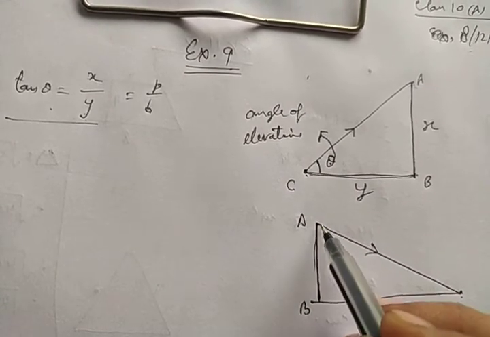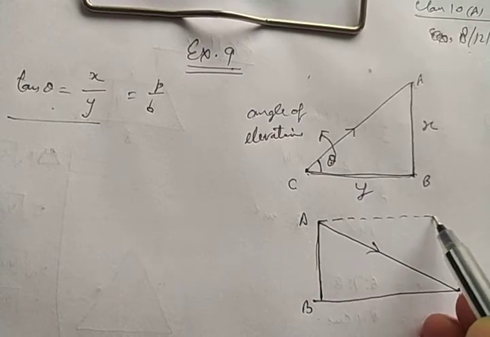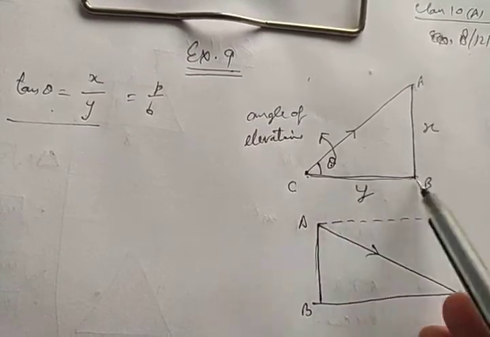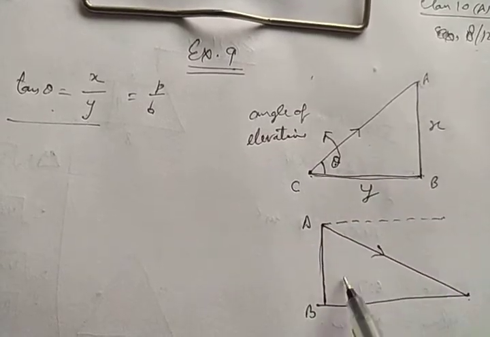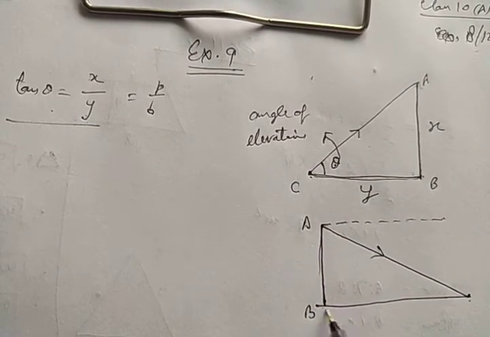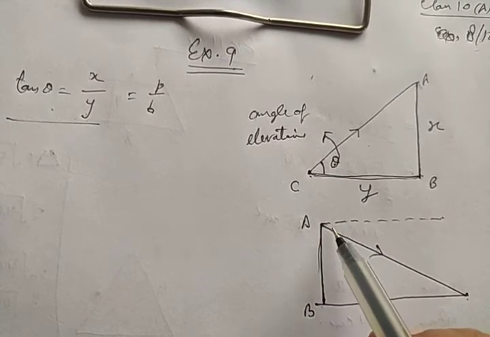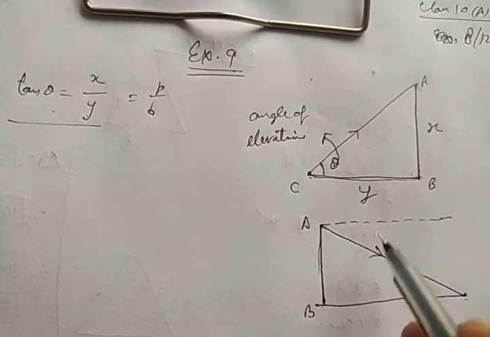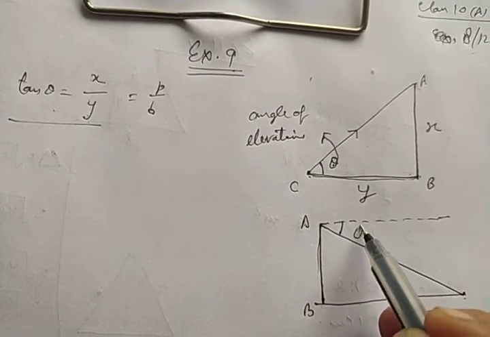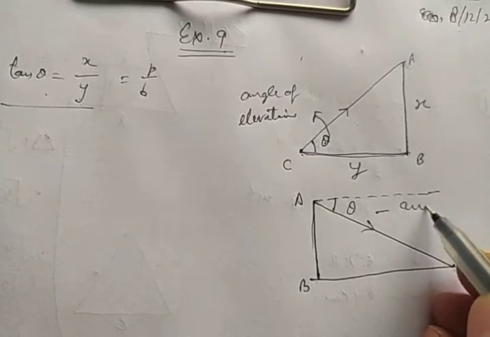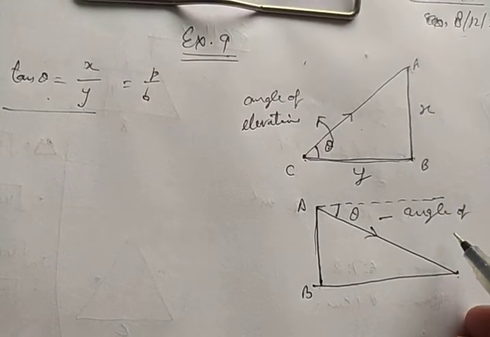Now you will have to consider an imaginary line, that is the horizontal line. In the previous case you were getting ground as a horizontal line, but in this case ground is quite below where you are standing. So then you will consider a horizontal line here. So now this angle, which is theta here, the same angle is here. This is called angle of depression.